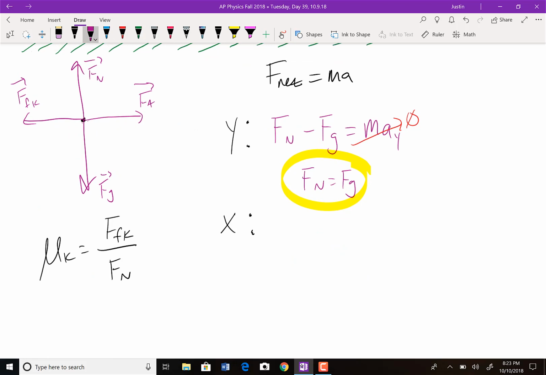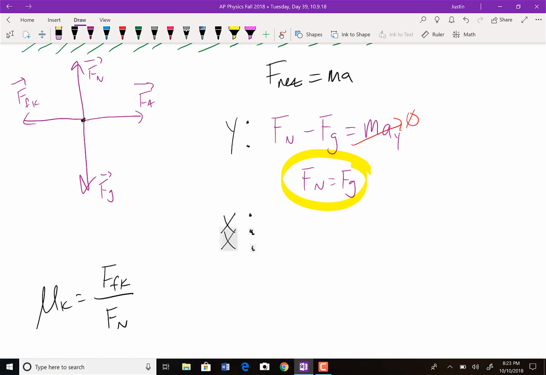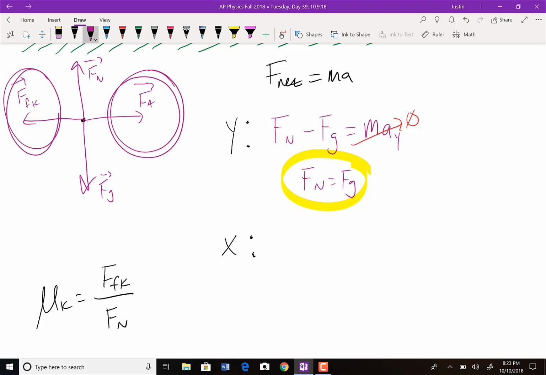Next, I'm going to use the second law along x. So it's Fa pointing to the right, the force of kinetic friction pointing to the left. So that's going to be Fa minus the force of kinetic friction equals the mass times the acceleration along x.